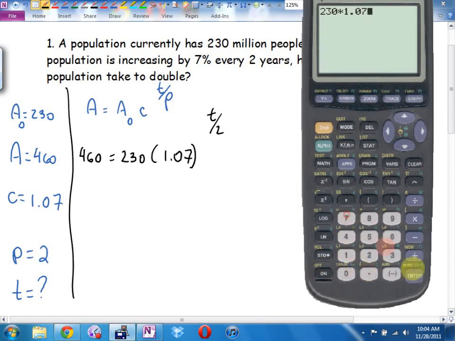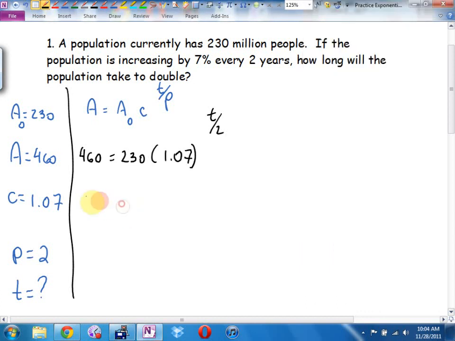(1.07). Don't write this down. Oh, this is really 460 equals 246.1 to the t. Oh, why is that such garbage? Is there an exponent on the 1.01? Then don't you dare be multiplying before the exponent.